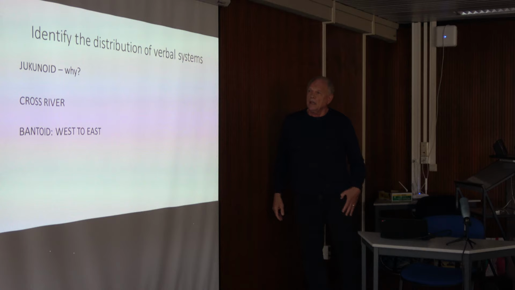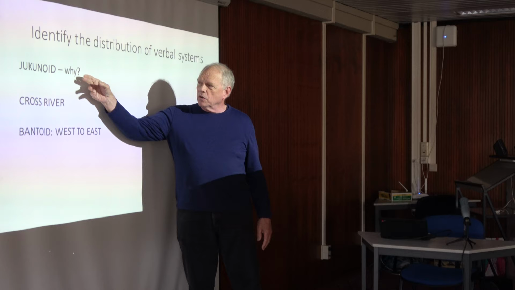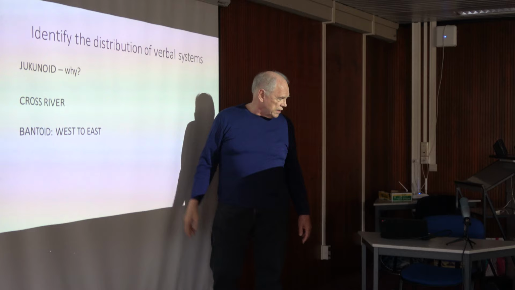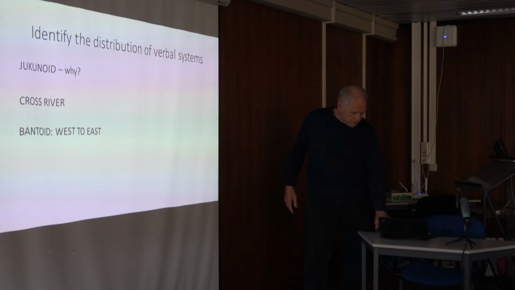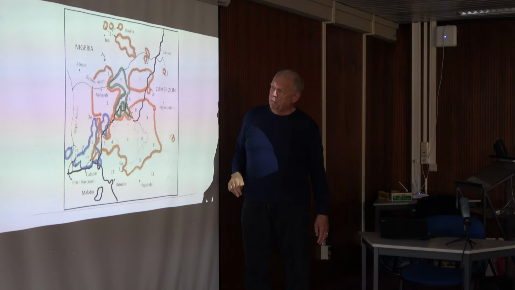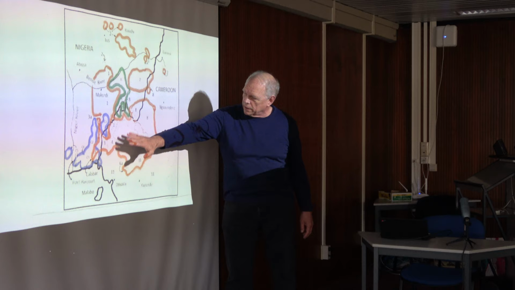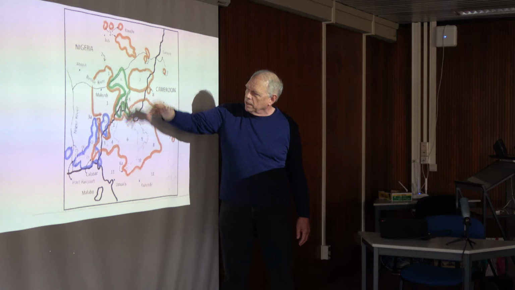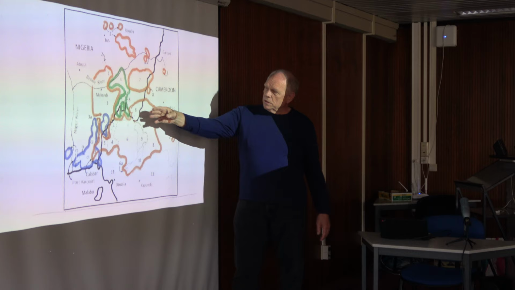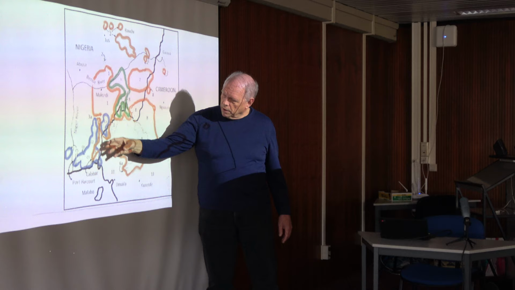I'm going to take us a little further afield, include Jukanoid in this process, then Cross River, and then we'll go to the Bantoid and go west to east across Bantoid. Now why Jukanoid? Well, because it's one of the key language sets in this discussion from my point of view. Here we have Cameroon and Nigeria and the international boundary running here. The languages spoken within this green domain, obviously they're spoken elsewhere through diaspora and so forth, but the homeland of these languages is Jukanoid. And over here, the blue are the Cross River.